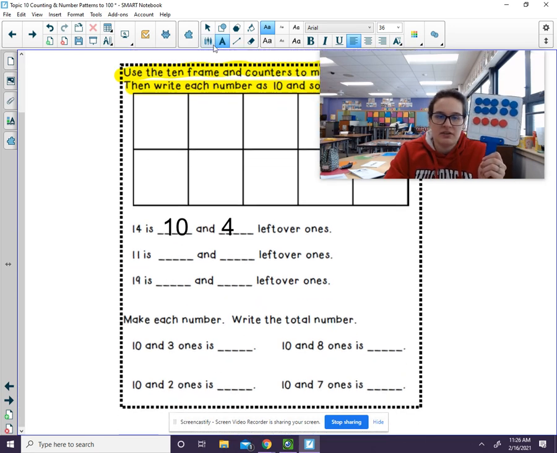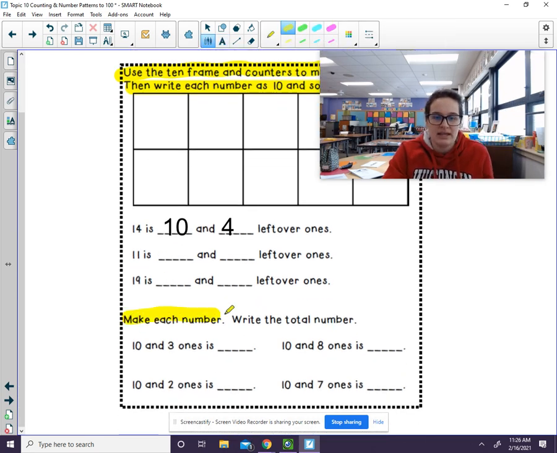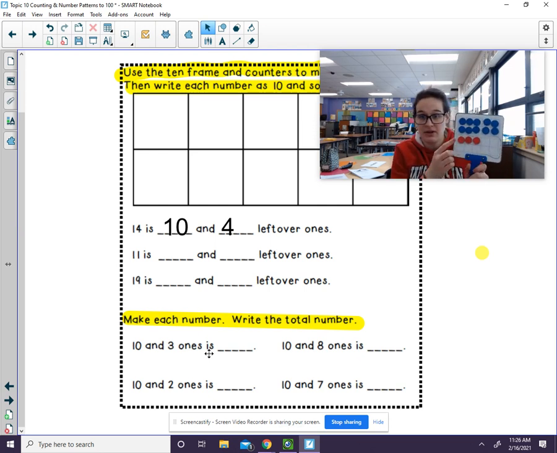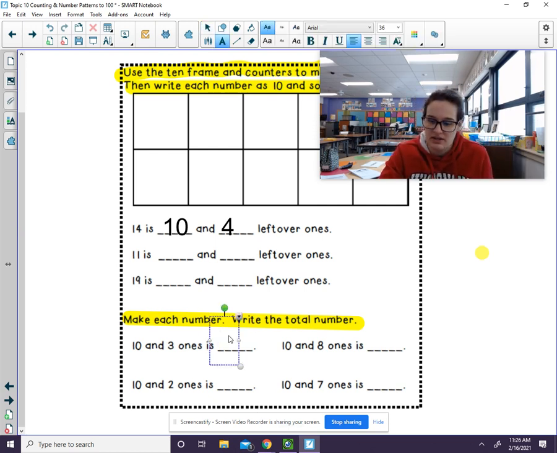Then down here, the directions say, make each number, write the total number. So they want to know 10 and 3 ones is how many? Well, let's do that. So we have 10 and 3 ones. Let's count it. So it's 11, 12, 13. It'd be 13. So the answer that goes here is 13. And you'll do that for 10 and 8 ones, 10 and 2 ones, and 10 and 7 ones. Take your time, use your counters to help you think about each step.